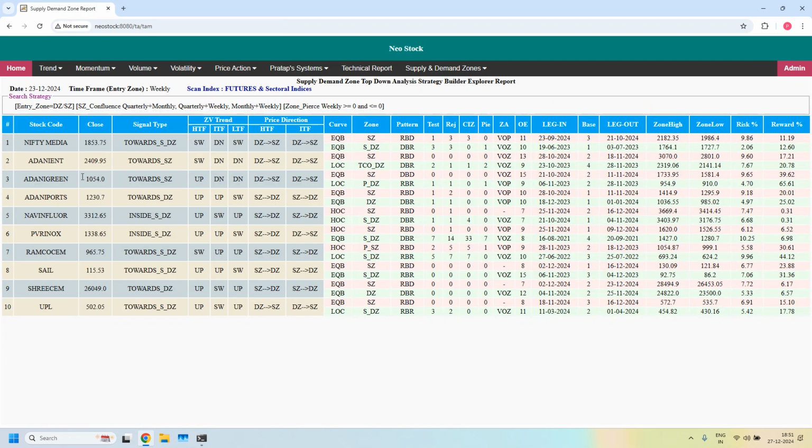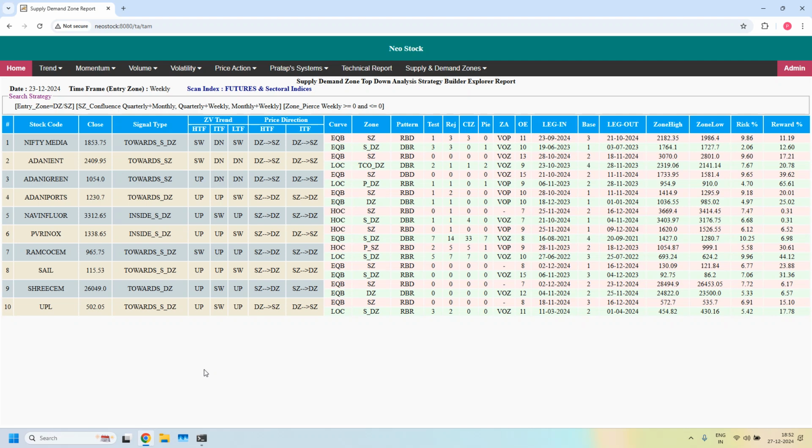We got 10 stocks. Look into the search filter, we have only supply zone confluence, quarterly, monthly, weekly. No EMA filter. 10 stocks are filtered. In these 10, the weekly zone is part of the monthly supply zone, both together again part of the quarterly supply zone. So this is what LTF, ITF, HTF supply zone confluence means.